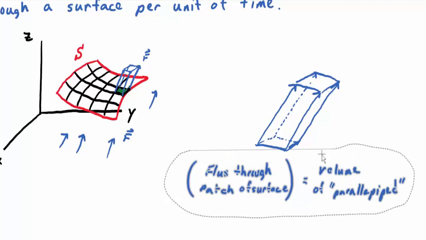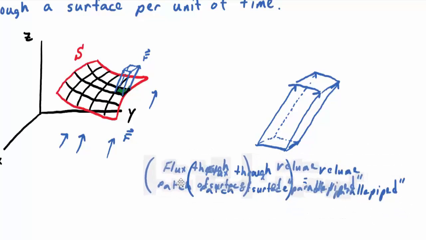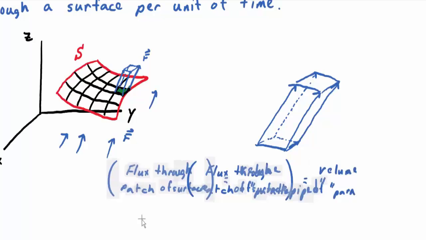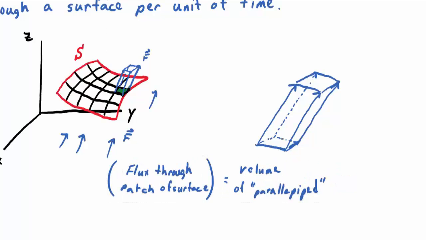So let me move this over. And so we're referring to this parallelepiped right here. Okay, so does that make sense, by the way? This would be a good time to ask questions if you got it. Okay, so we're just trying to find the volume of this parallelepiped, and that's going to be an approximation of the flux through that patch of surface. Okay, so yeah, it really is approximate.